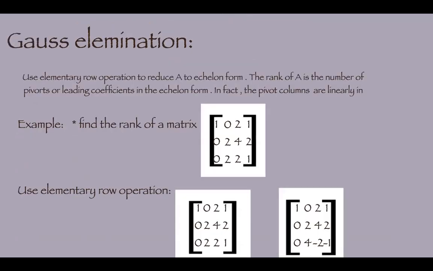Gauss elimination definition: use elementary row operations to reduce A to the echelon form. The rank of A is the number of pivots, or leading coefficients, in the echelon form. In fact, the pivot columns are linearly independent. You can see that in the example. Find the rank of a matrix. I have given one example. Here A is the given matrix. Use elementary row operations. Elementary row operations means we should use only row operations and not any column operations.